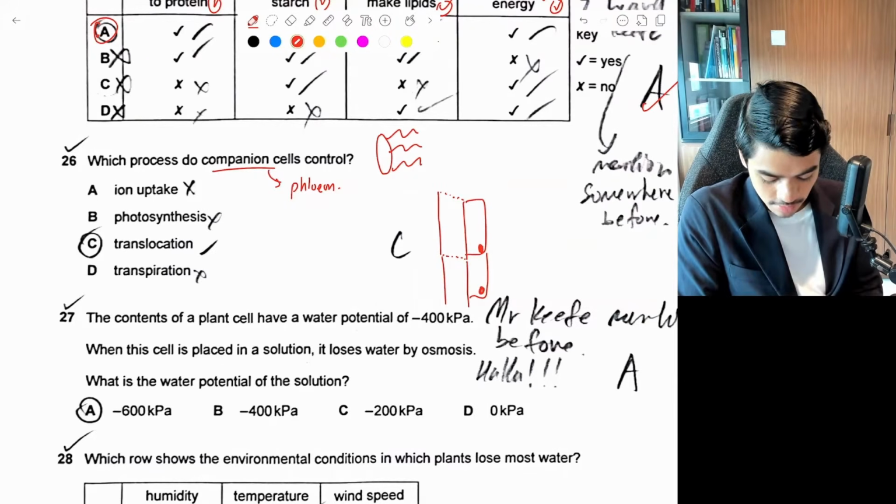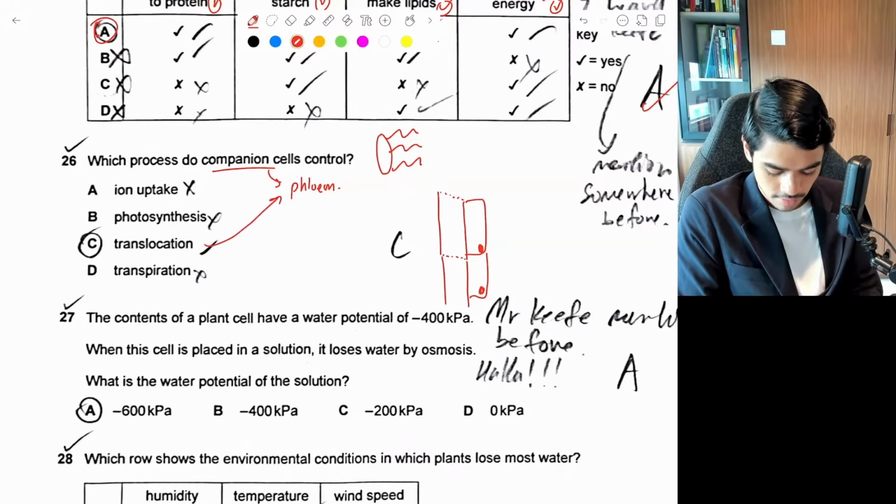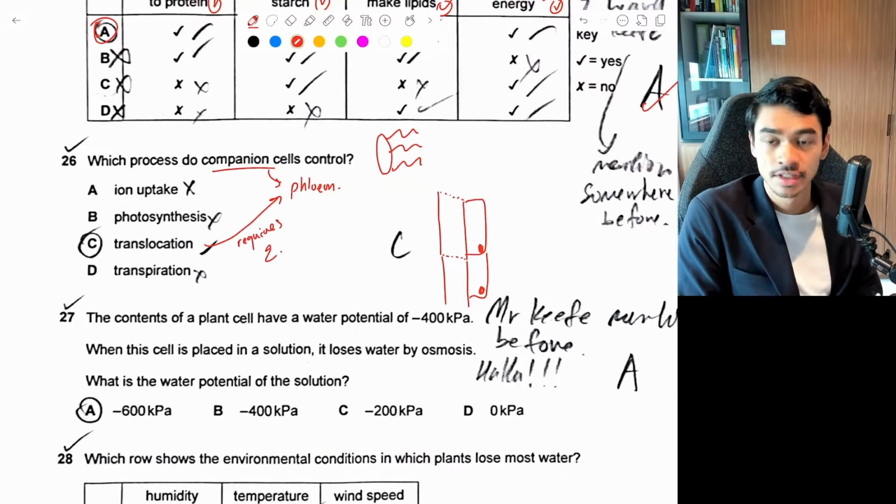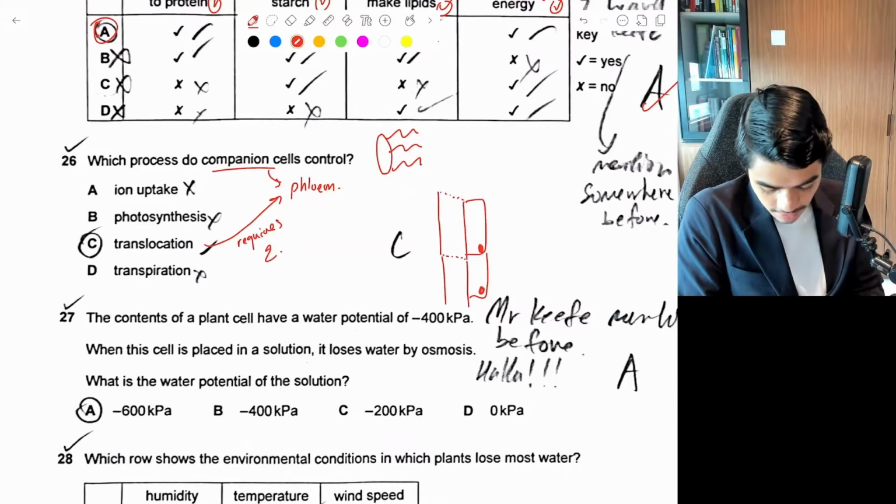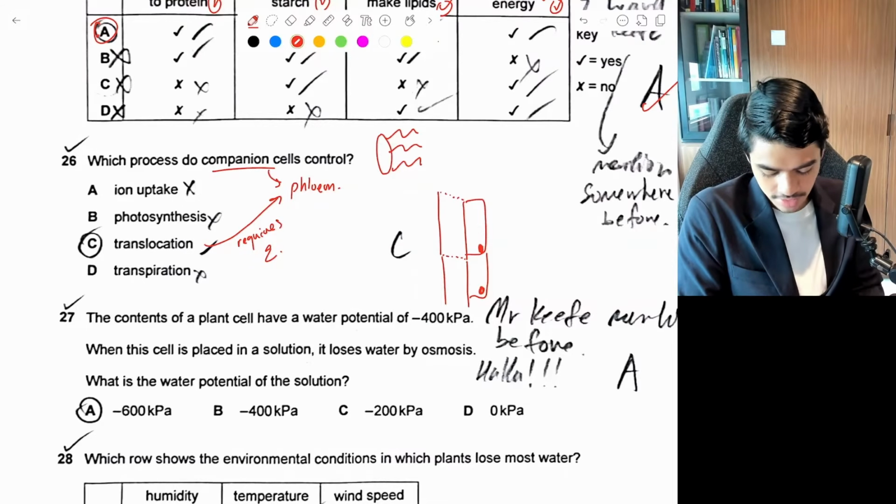And translocation, which is the movement of things through the phloem, requires energy, okay, requires active transport. So that is why companion cells, it is correct, they control translocation, okay. So how about ion uptake? Nope, this happens at the roots.